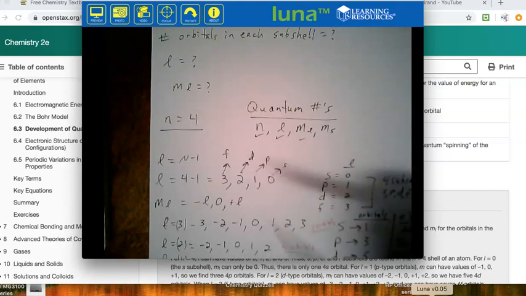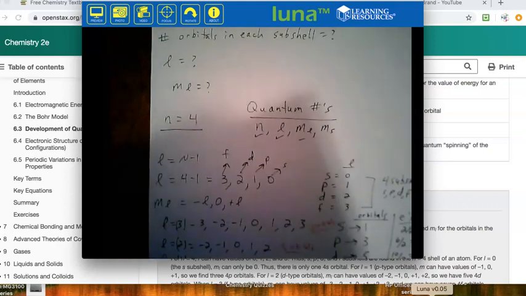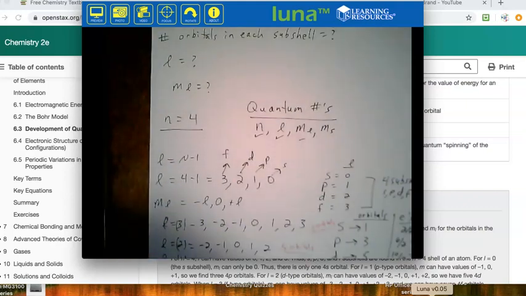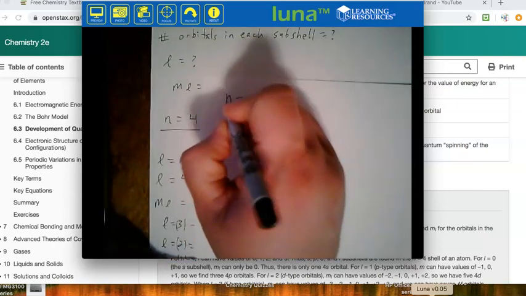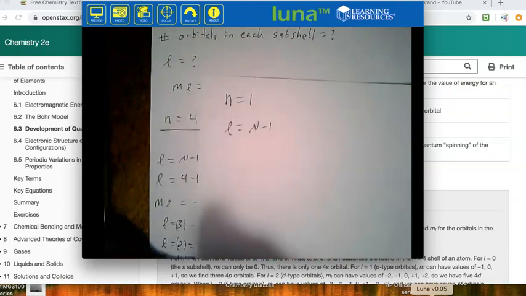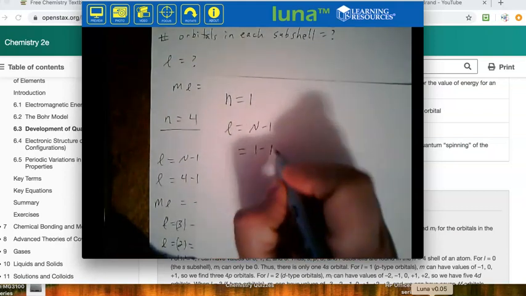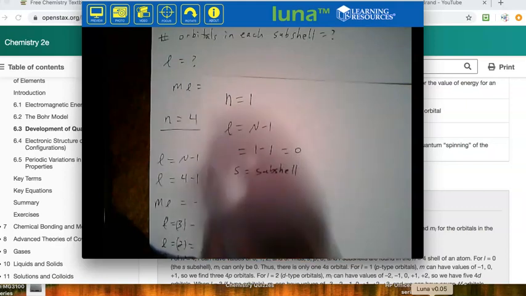Now that's not always the case. I'm going to give you an example, but actually, let me veer off a little bit. What if N was equal to 1? L is equal to N minus 1, so 1 minus 1 is 0. So we only have one S subshell at N equal to 1. Now, does that make sense?